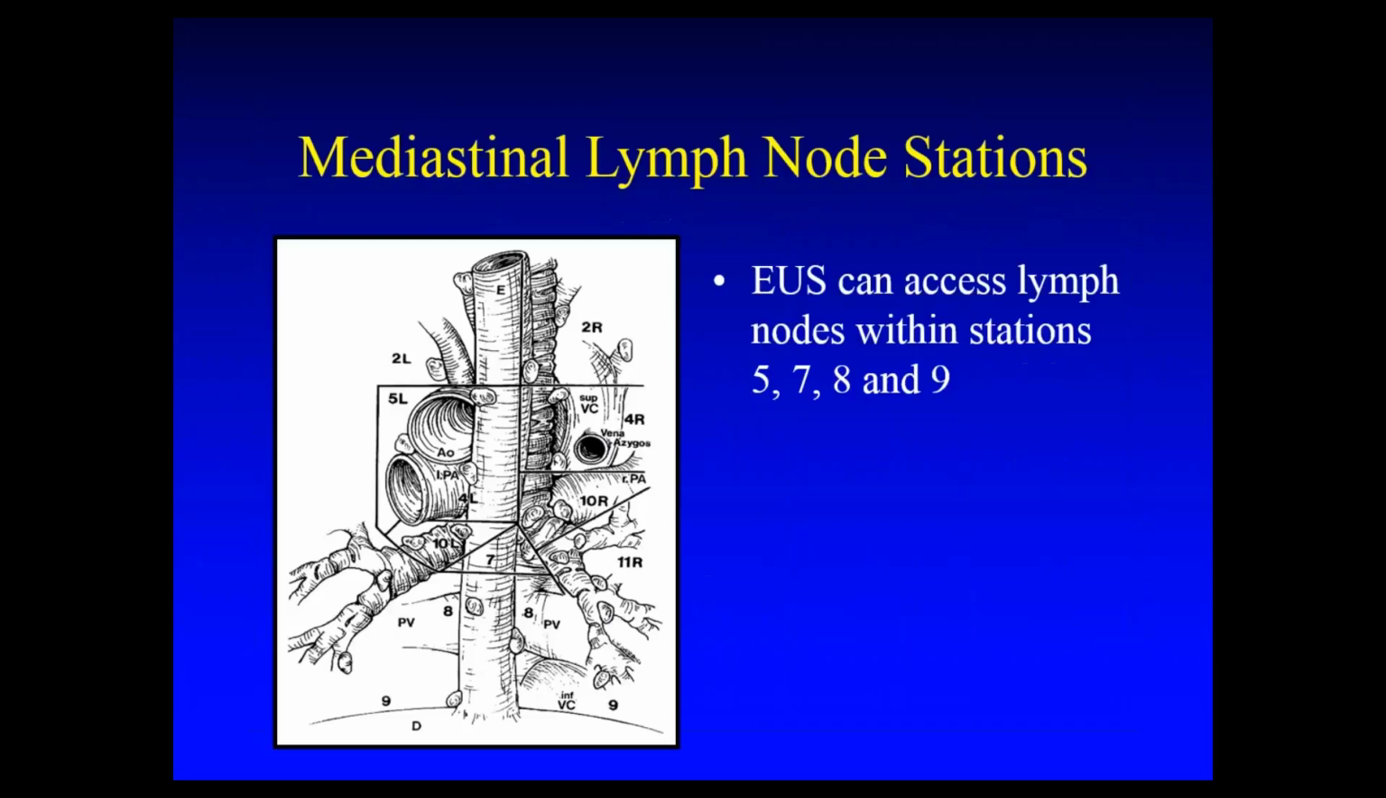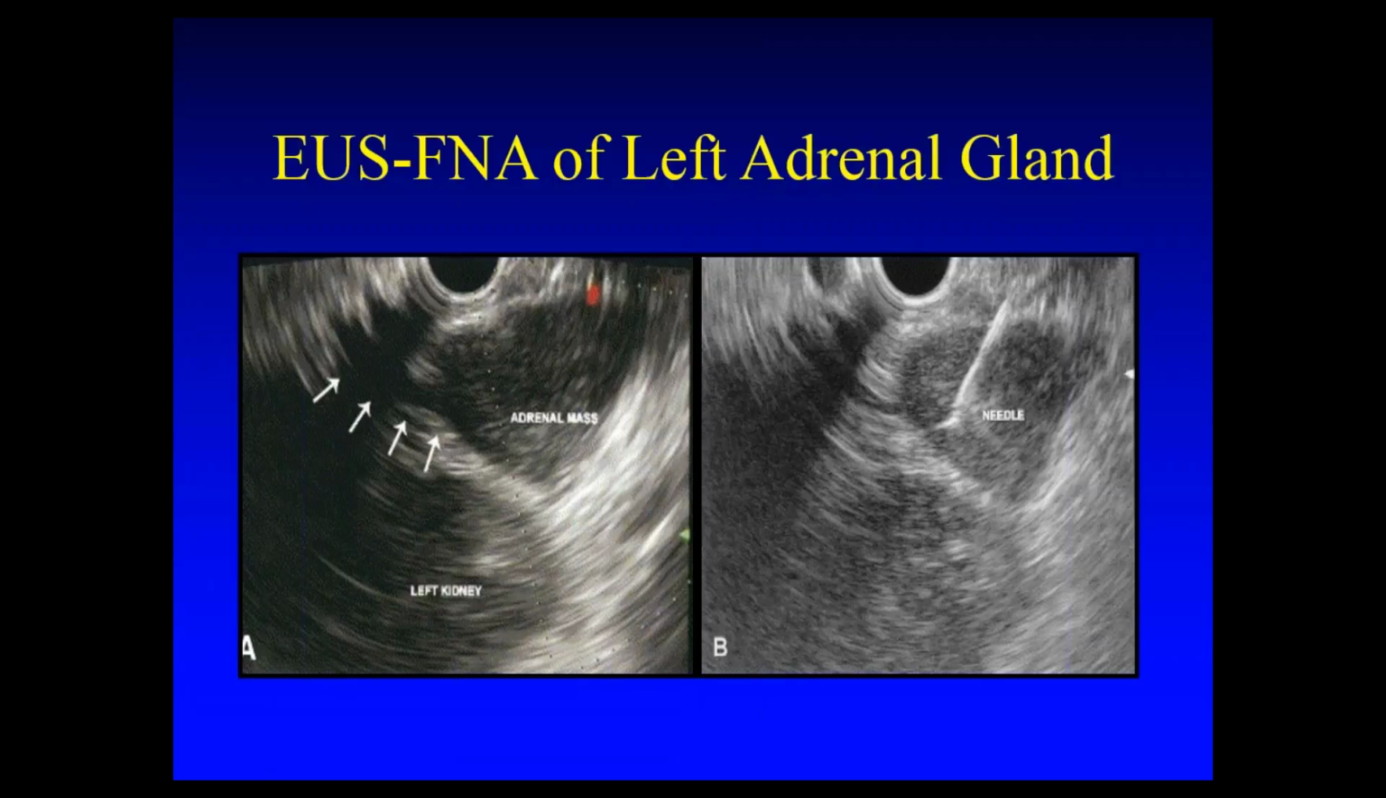Because the fact that EUS gives you a great access into the posterior mediastinum, it can be used very frequently for lung cancer staging. We also get a great visualization of the left adrenal gland, which sometimes can be the site of metastatic disease. So examining it during a lung cancer staging EUS is very important.